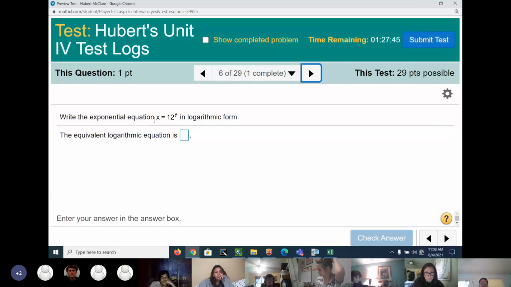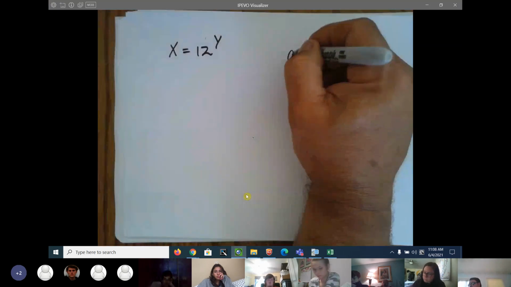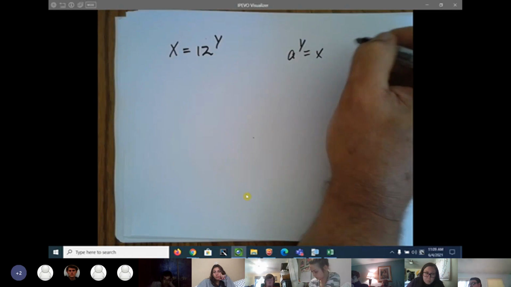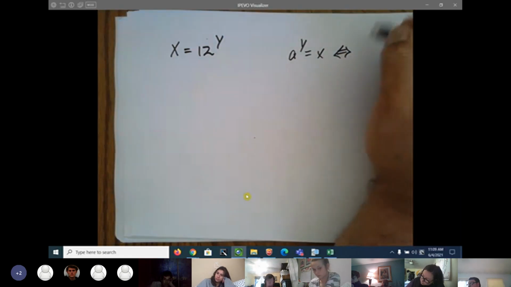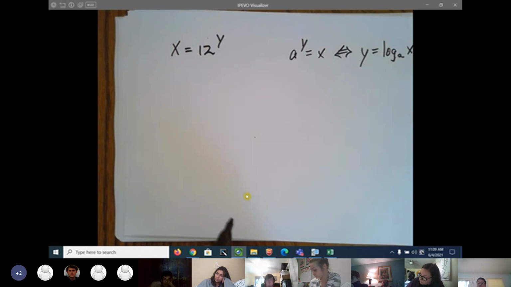Write the exponential equation in logarithmic form. I've got to take that question off of there. I don't know where that question comes from. That'll be x is equal to 12 to the y power. And the definition of a logarithm says a to the y is equal to x yields y is equal to log base a of x. All right, write it.